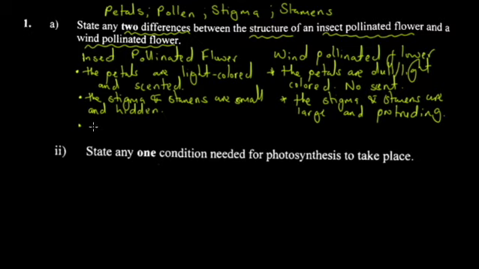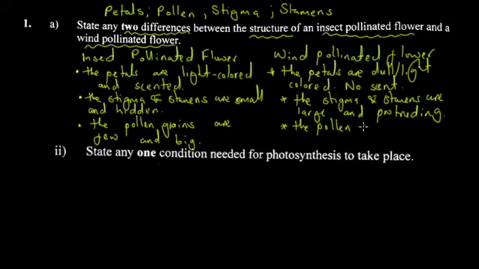So in insect pollinated flowers, the pollen grain, you can think of it as the male gametes. Okay, those are the male sex cells. So the pollen grains, they are few and generally big. Okay, then here the pollen grains are small and copious.